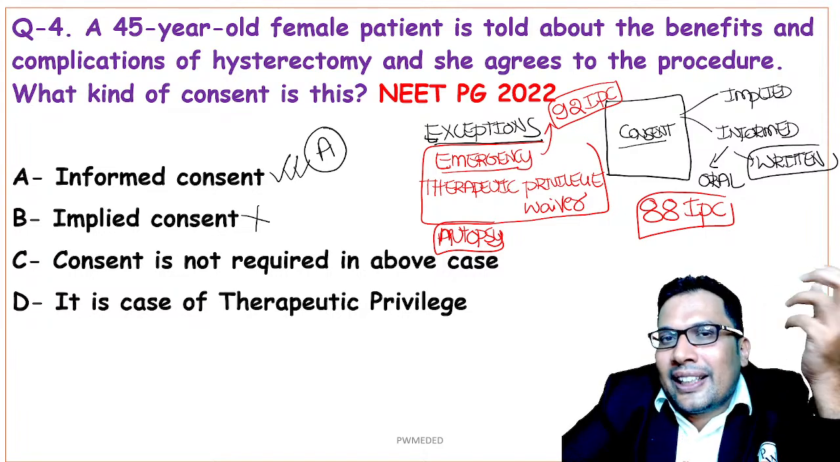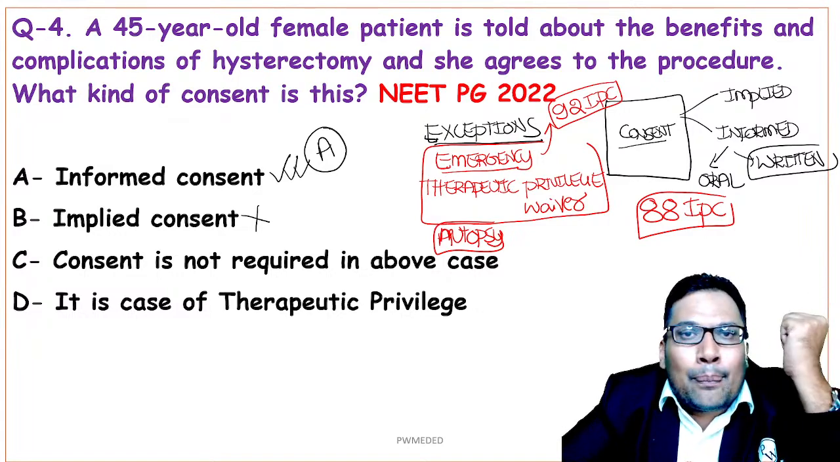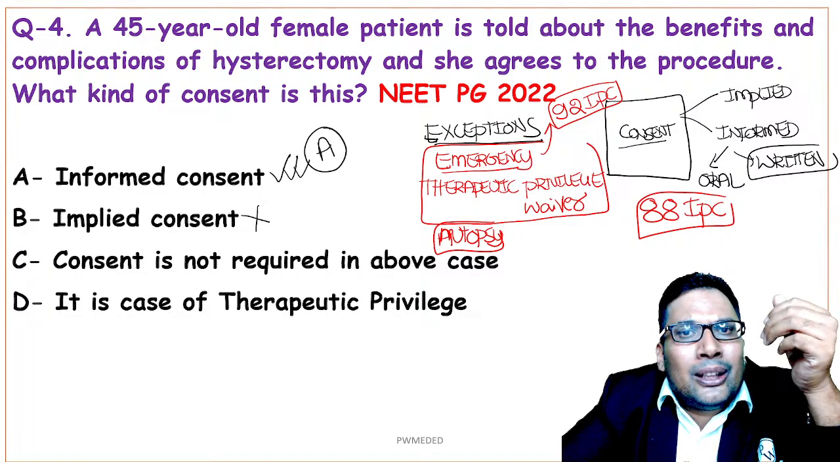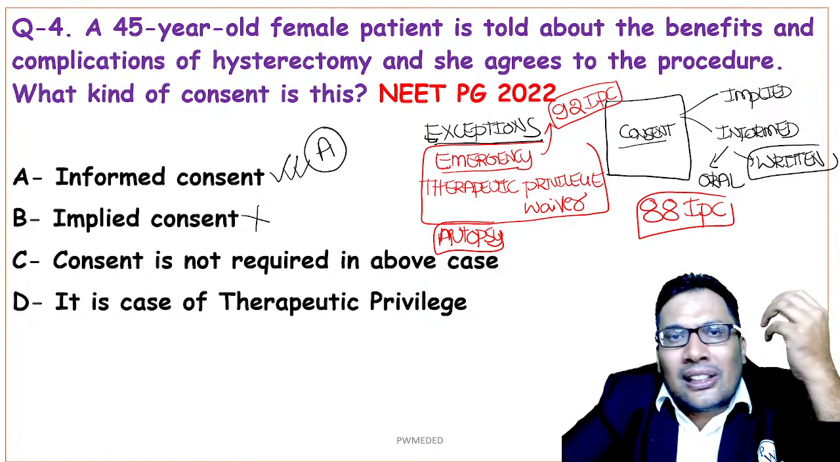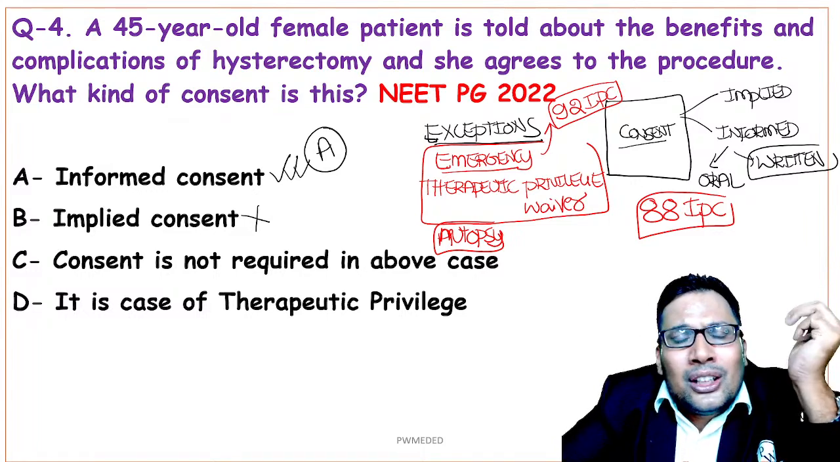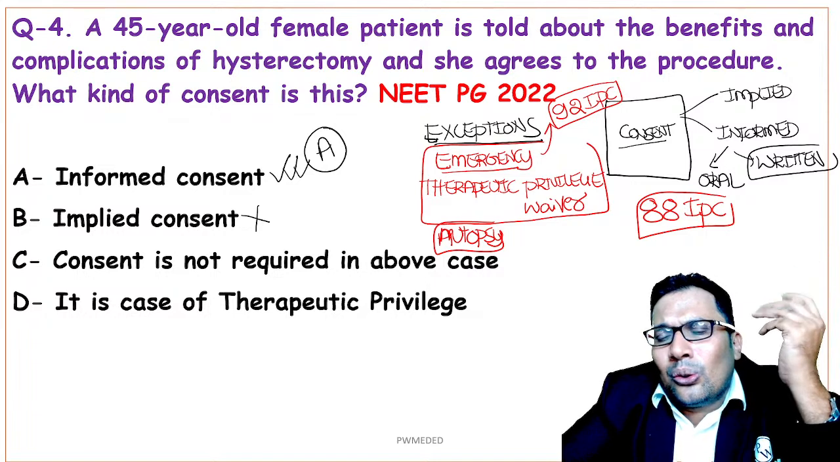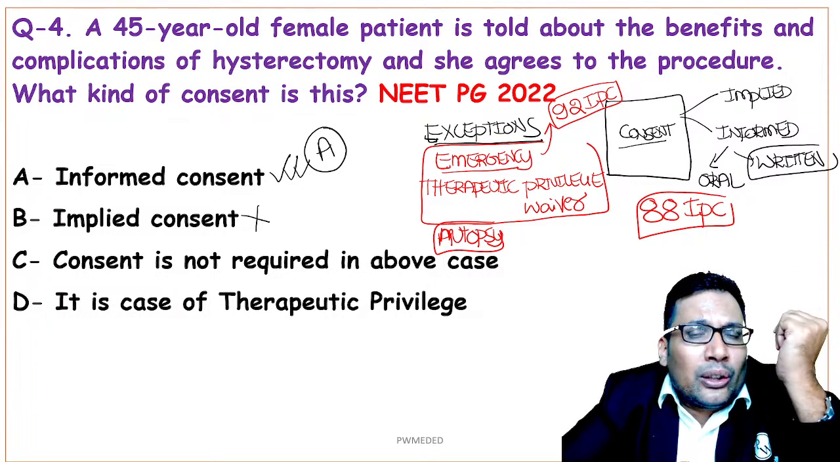Because that can lead to anxiety and some other complications to the patient. That is known as therapeutic privilege. Therapeutic waiver means when the consenting right is given to someone, for example a son, a daughter, or a relative. That is known as therapeutic waiver. So all these are the exceptions for informed consent.